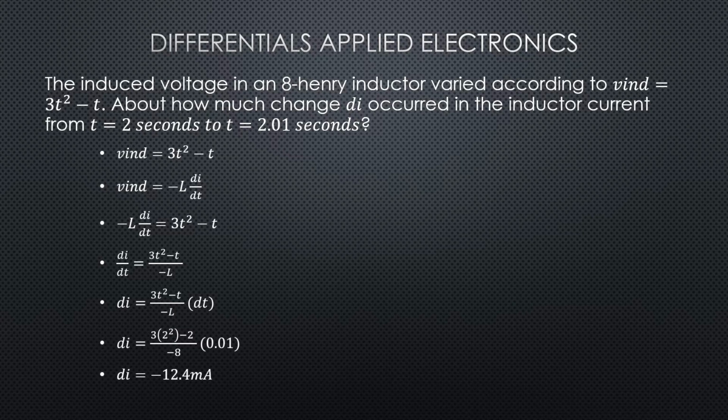And then we're going to move the dt over, and now we can solve for the change in i, where t is from 2 seconds to 2.01 seconds. Remember, our t is our starting time, so that's the 2 seconds. And our delta t, or dt, is equal to the difference of time, so dt is equal to 0.01 seconds. Do all the math, and we find that we've got minus 12.4 milliamps.